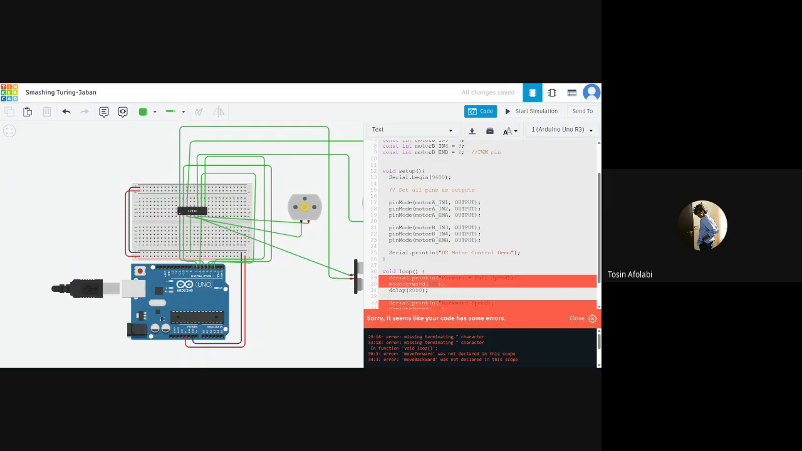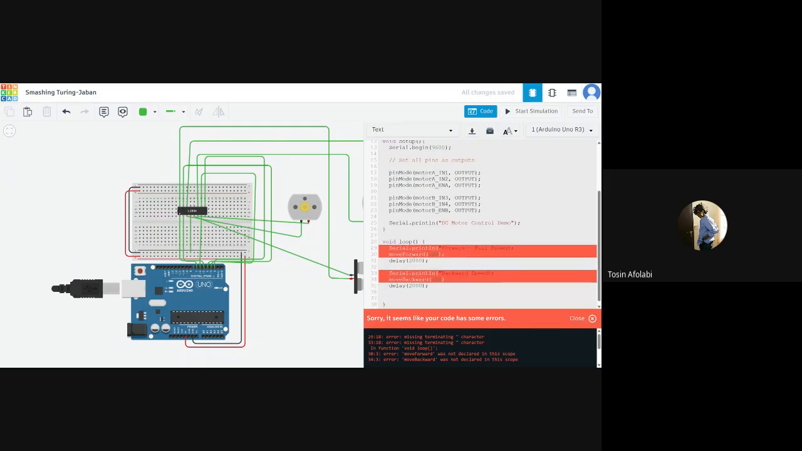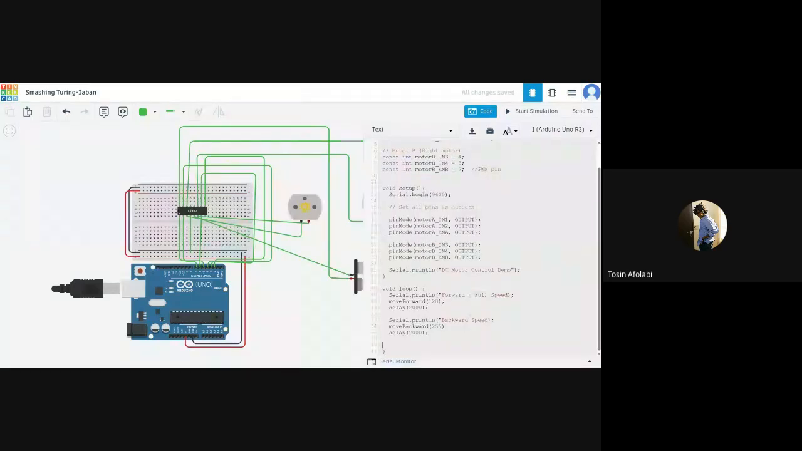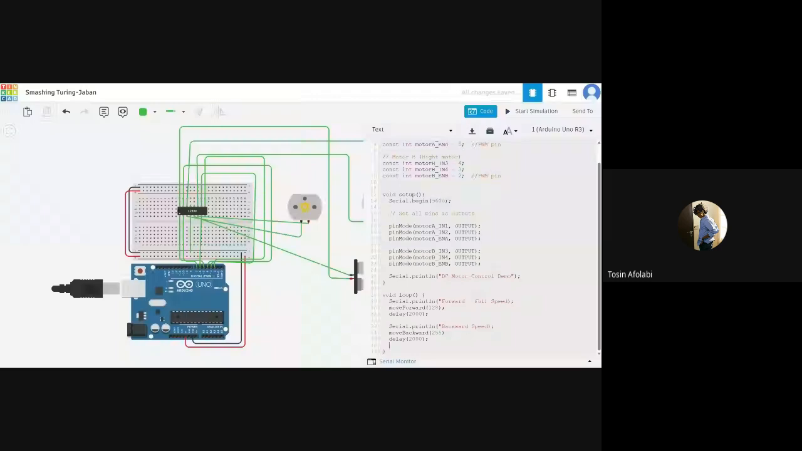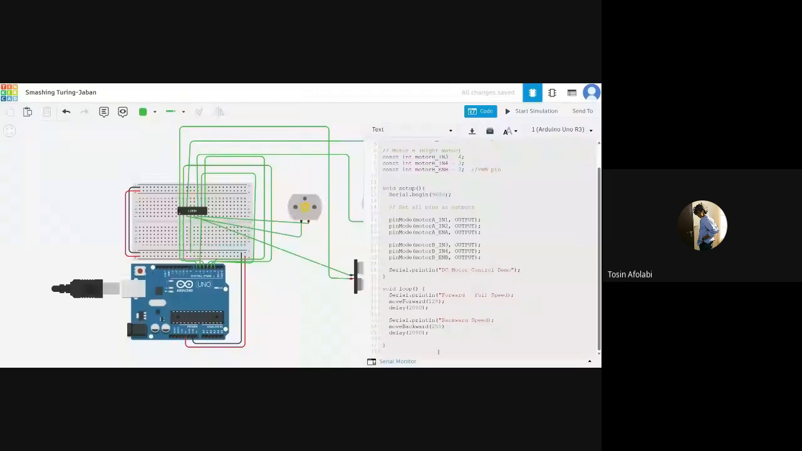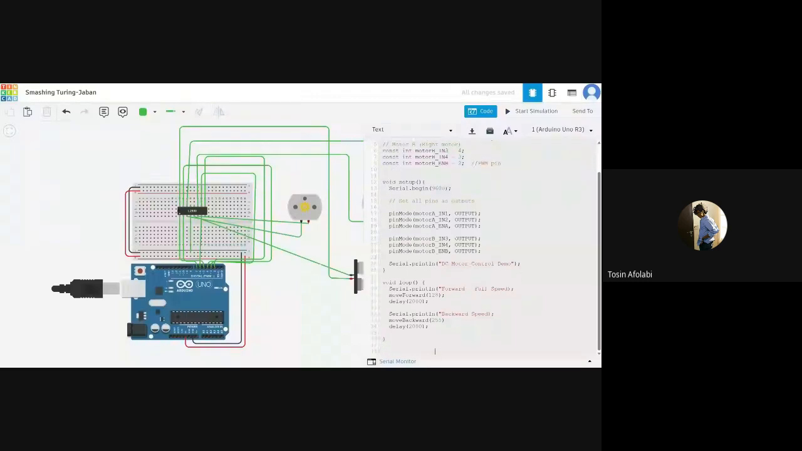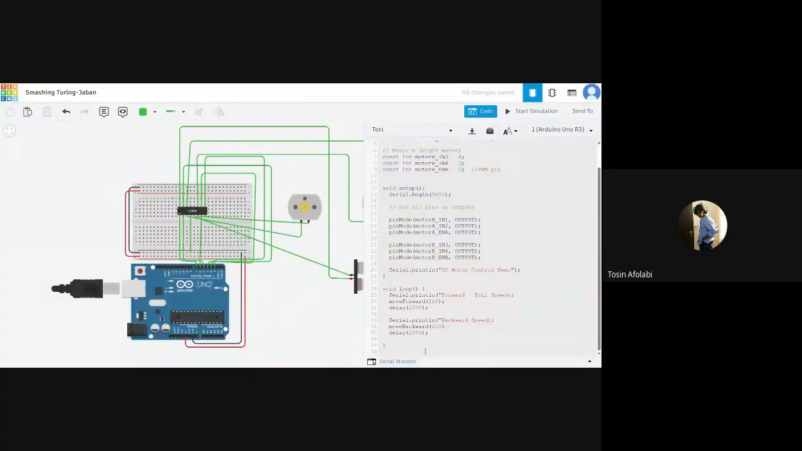Move forward was not declared in this scope. Oh, well, I did not declare it. I forgot. We are trying to use functions that don't exist. That's why it's not working. So we have to declare those functions. And how do we do it? We do it by writing the code to declare those functions. So what do we do?